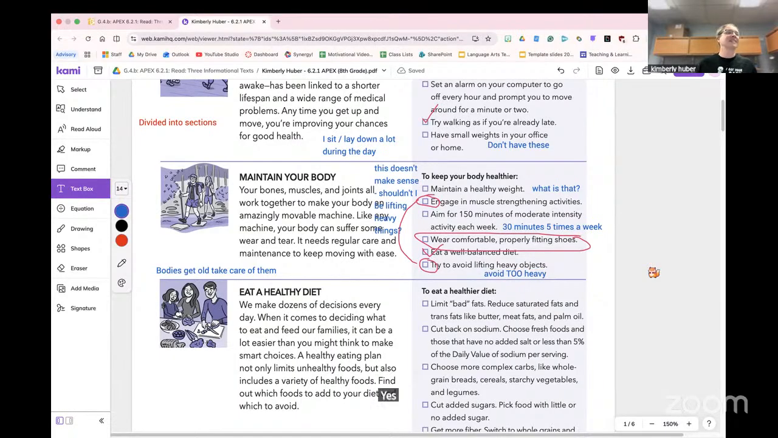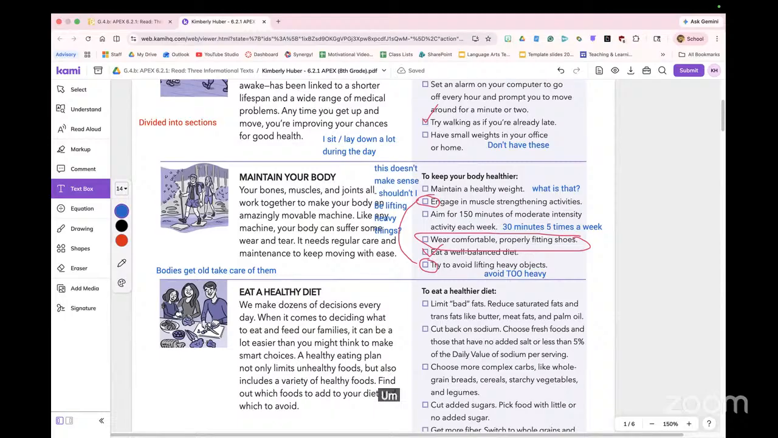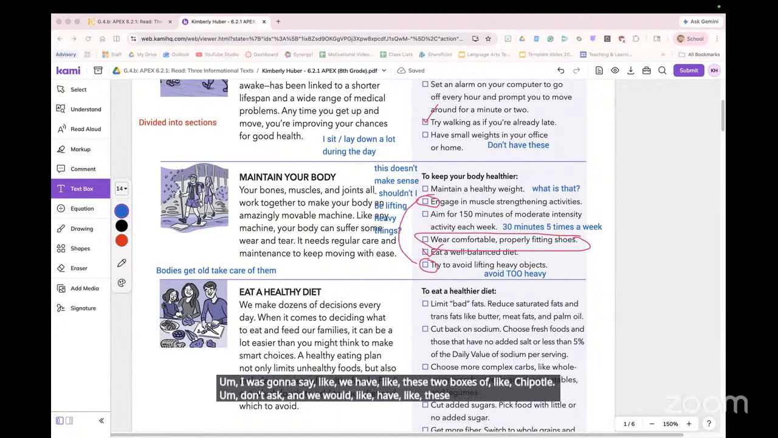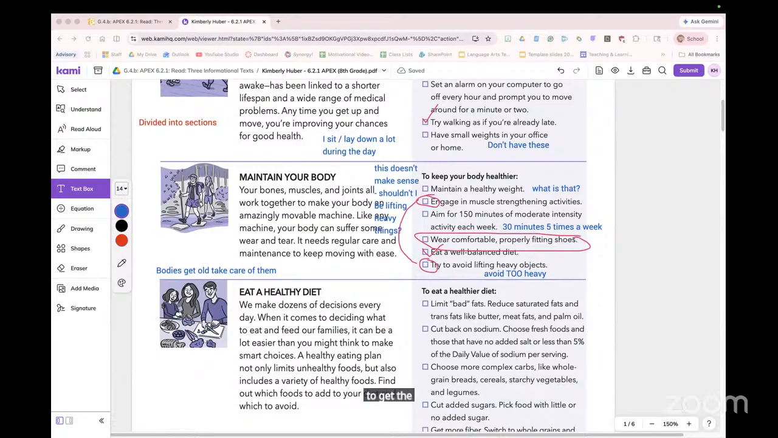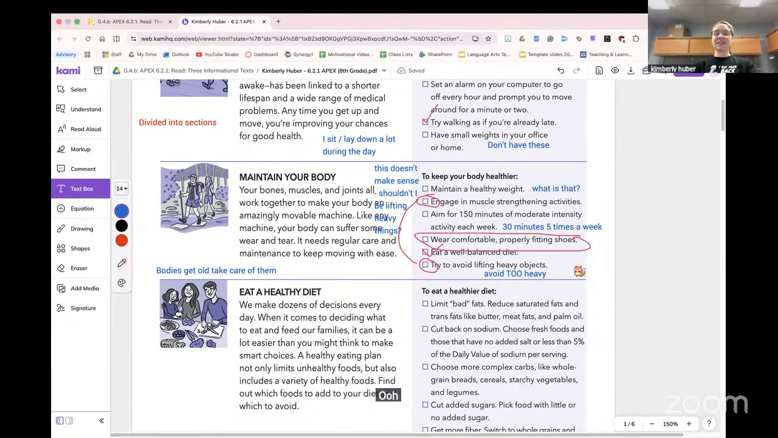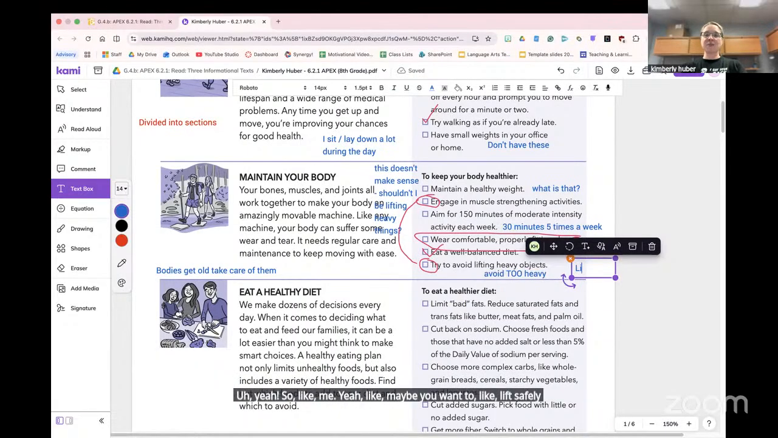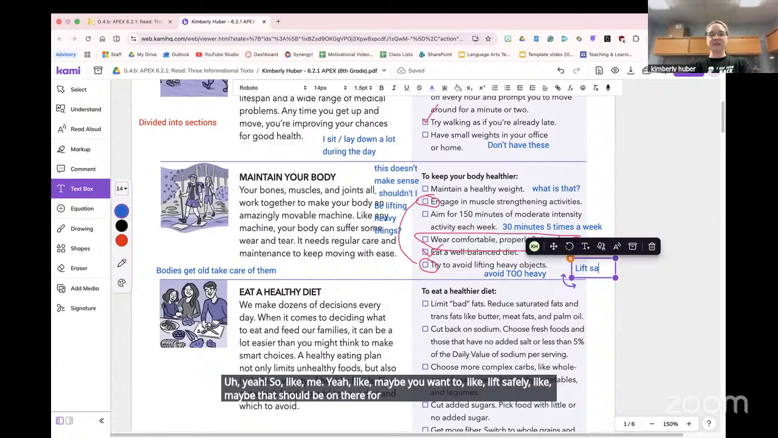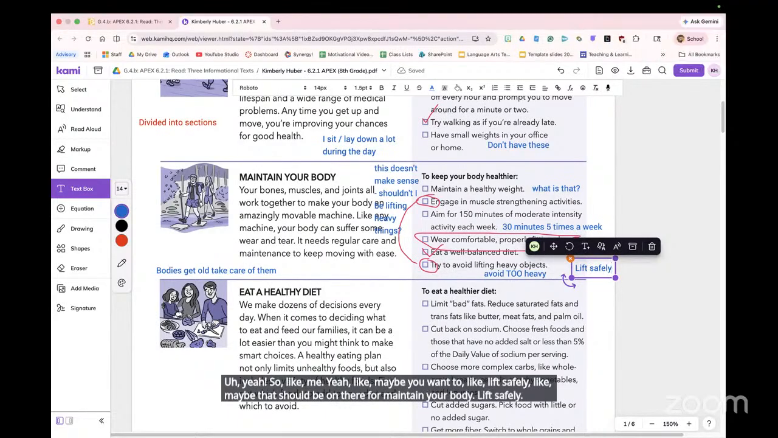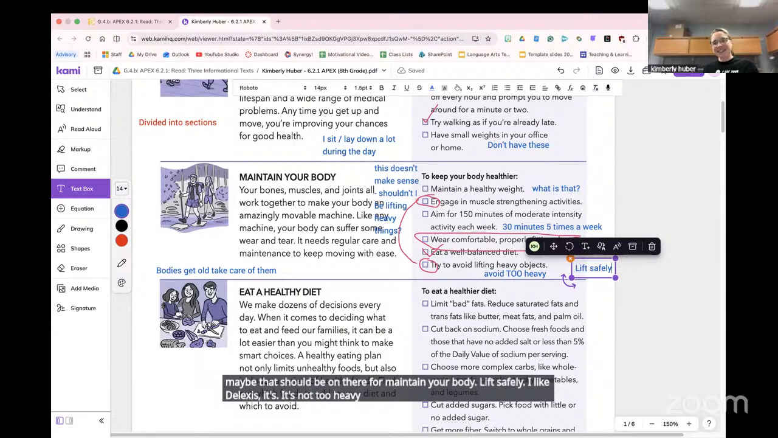Yes, Carrie. I was going to say we have these two boxes of Chipotle. Don't ask. And we have these art dishes in there, and I will always look on the side of the box. It would say to squat down to get the box instead of having half of your body in the air while picking it up, because you can maybe break your back. Maybe you want to lift safely. Maybe that should be on there for maintain your body. Lift safely. I liked Lex's. It's not too heavy if you can comfortably hold it.